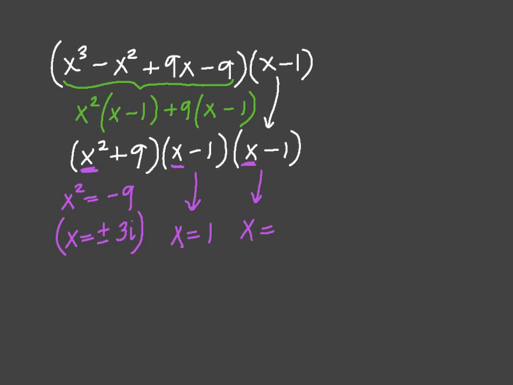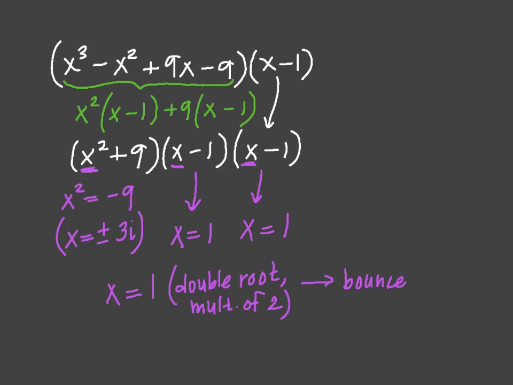What's the deal with that? I wrote that twice. Well, we talked about multiplicity last class, so x equals 1 is a double root. That might have been what your teacher called it last year, or fancier term, multiplicity of 2. If I was asking you for the multiplicity, that's what you would say. And that tells us that it's going to bounce off the x-axis. It will touch it, but not cross it.